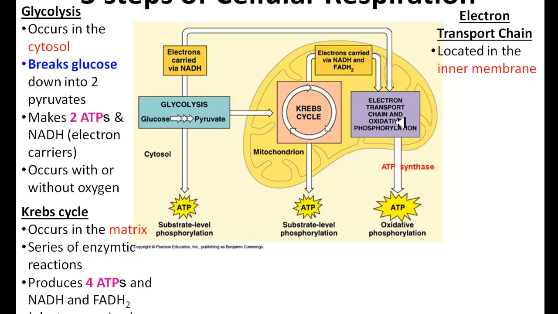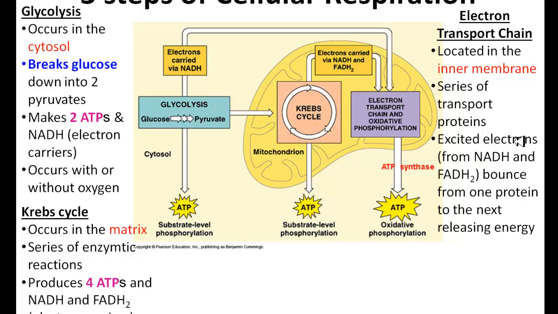This is located in the inner membrane, so this will happen in between the two membranes inside the cristae, which is the part where we actually made larger surface areas so we can have more area for this to happen. Series of transport proteins. This is where we're going to take that NADH and the FADH2, and we're going to actually use them to release energy, and that energy is going to get transformed into 32 ATPs.